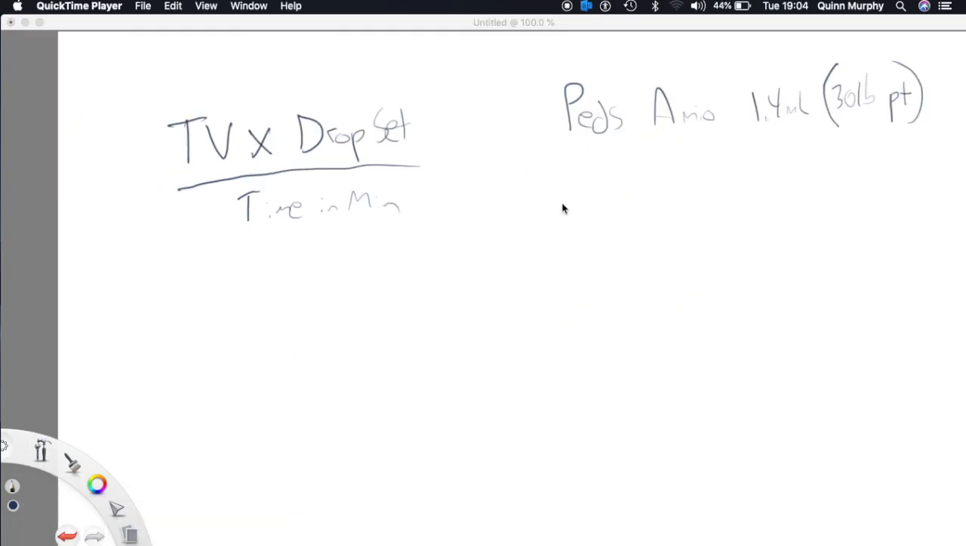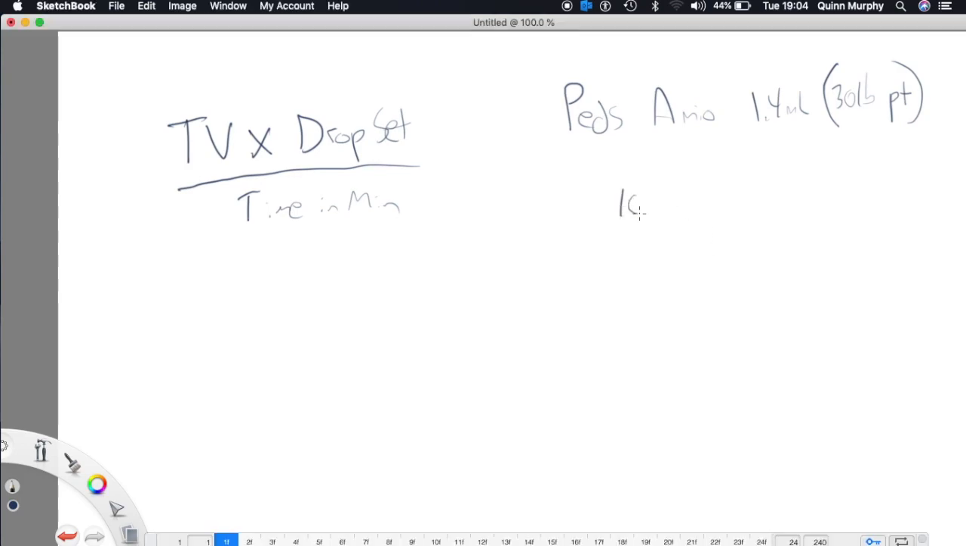Alright, now we're going to discuss figuring out drip rates. With the introduction of the Diaflow, we won't have to do this very often, but we're going to review it anyway. So the formula here is to take your total volume, which is the TV, times your drop set. Now if you recall, we carry drop sets in 10, 15, and 20, which are typically our secondary drop sets for hanging piggyback medications, which we're going to talk about here with the PEDS amio that we just discussed.